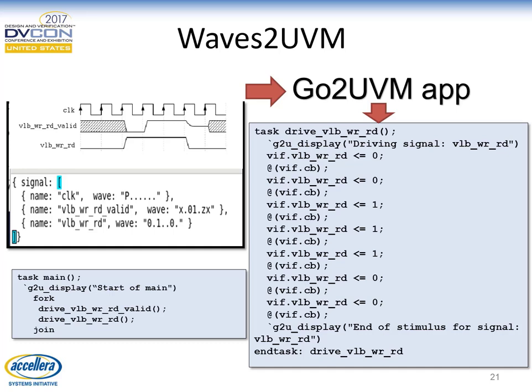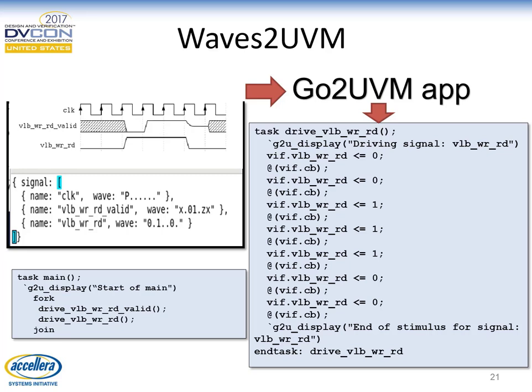For example, a simple protocol. I have a bus write read valid and then a write read signal here. This is a text-based description that you could use to create a waveform, and then of course you can extend. There are lots of details in this, but without getting into all the details, we have a clock, a write read valid, and then a write read signal. And you push a button called Go to UVM app, then this code comes out.